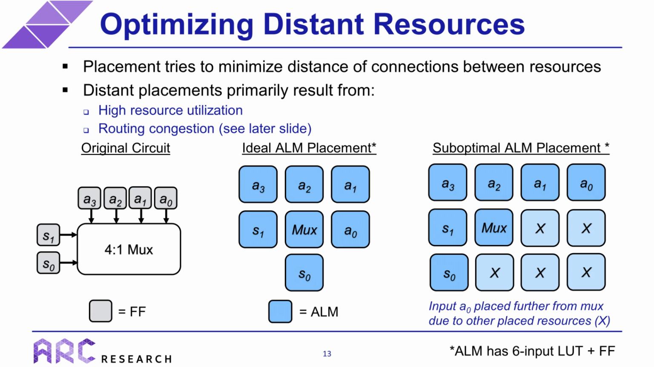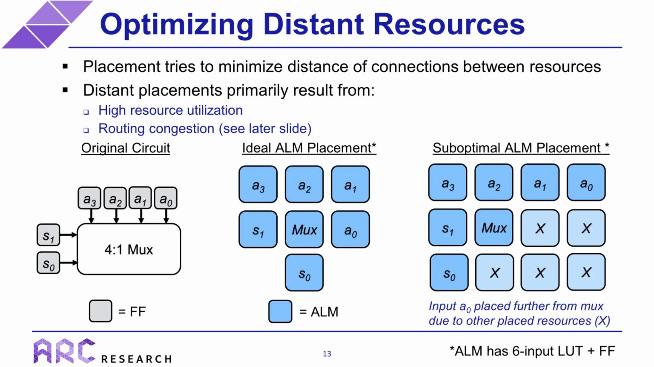So this slide illustrates the interconnect delay problem resulting from distantly placed resources. So how do we go about fixing this? Well, during the placement step of compilation, the placer actually tries to solve this for you by minimizing the distances of connections between resources, which it will almost always do better than a manual attempt at placement. So you usually can't shrink interconnect delays by improving the placement yourself. One reason why the placer can't always guarantee close placements is because of high resource utilization in your overall design.